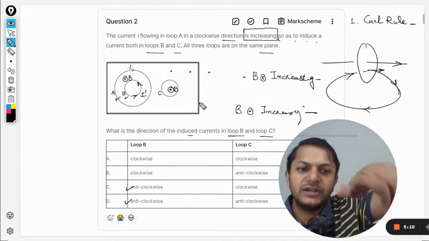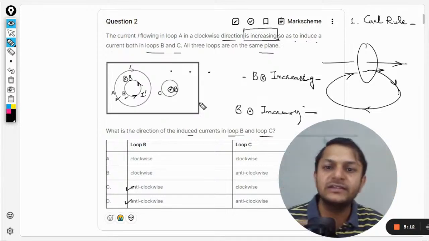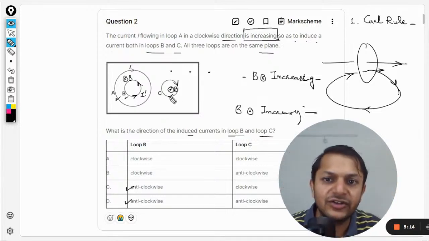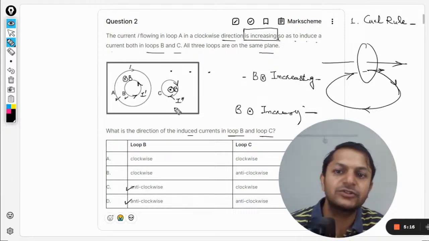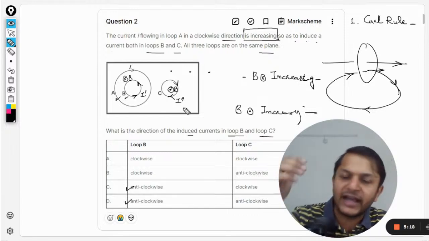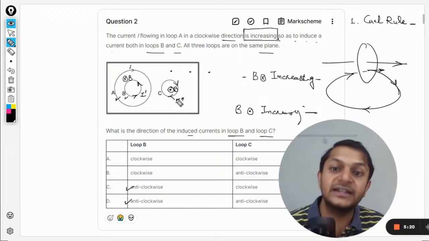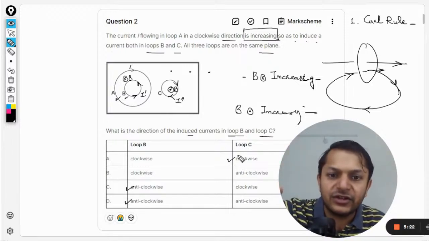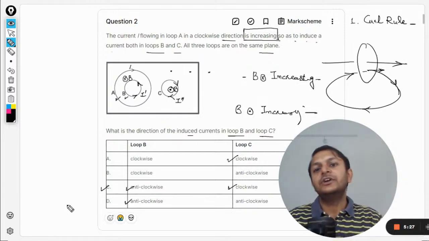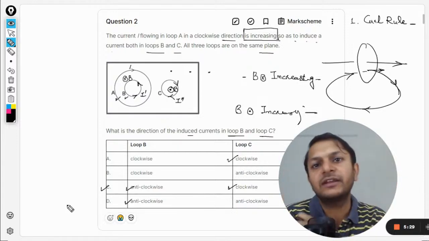Now into the page means that my fingers are going clockwise. So this direction will be for this. I'm just calling it I2, I double dash. So this is the induced current in C, which is clearly in the clockwise direction, and hence C will be the correct answer. So this is how we do this question, my dear students.